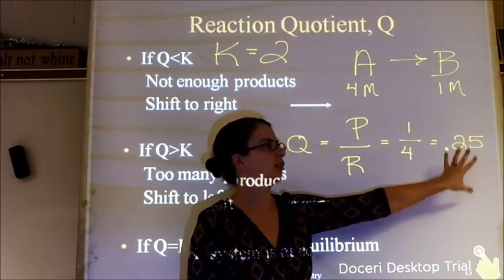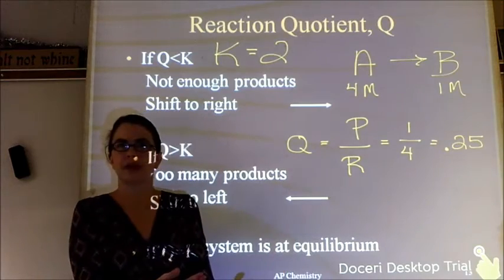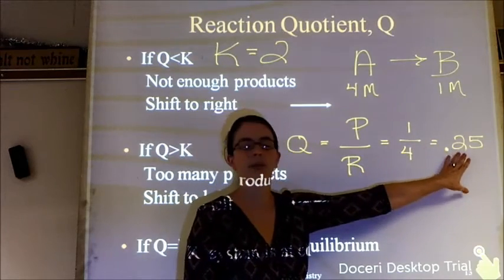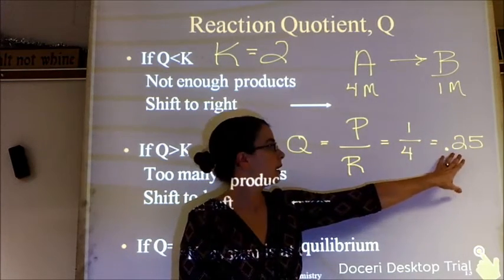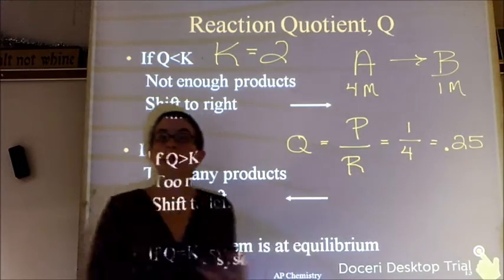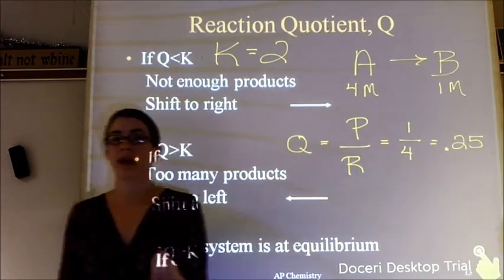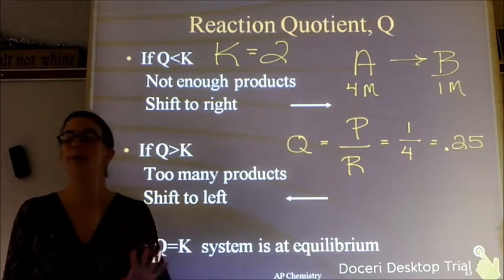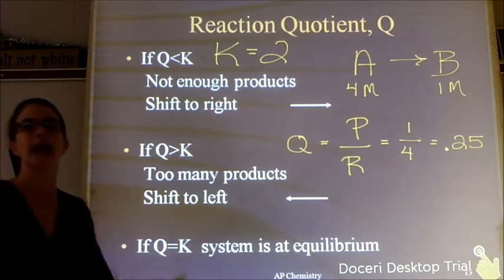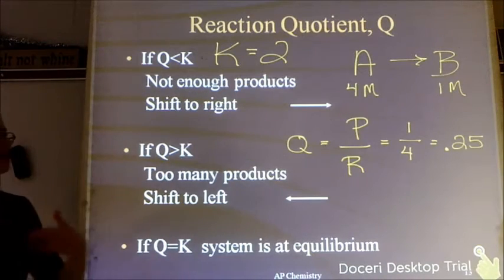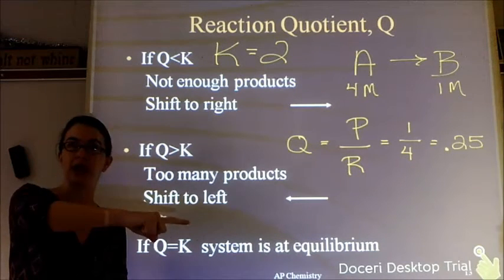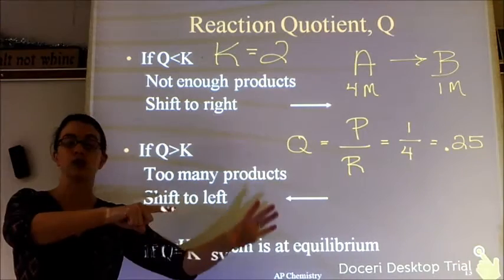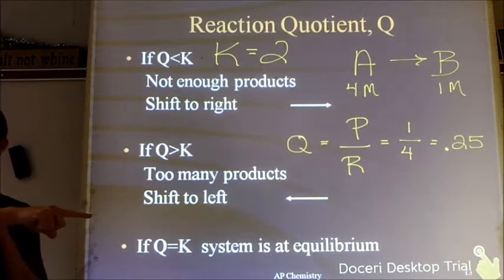Q being less than K means it's not big enough. Focus on just the numerator if you like. We need this number to be larger. I need my numerator to be larger. Well, what's in the numerator? Products. That means in this reaction, A to B, I have not made enough products. I need to make more. Well, how do you make more products? By moving in this direction, using up some of my reactants to create more product.